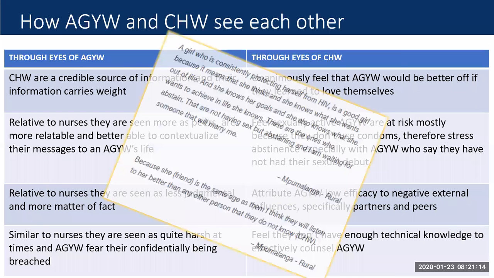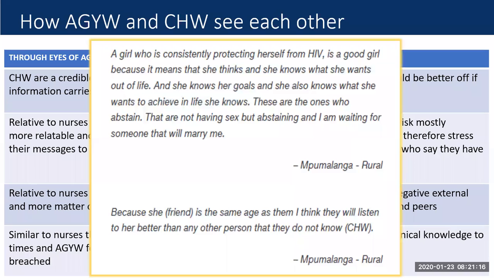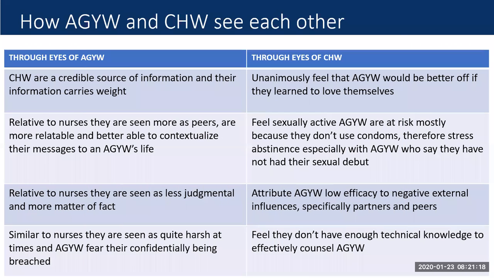Very quickly, community healthcare workers are seen as a credible source of information. They carry weight, but they're also seen as being judgmental, although less judgmental than nurses, but still judgmental. Confidentiality remains an issue with both nurses and community healthcare workers. And it's this whole empathy piece. There needs to be more training of empathy with community healthcare workers and nurses.